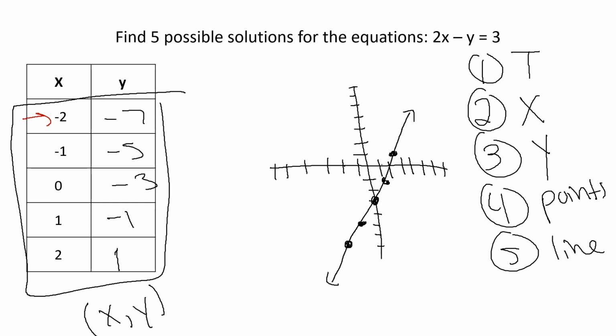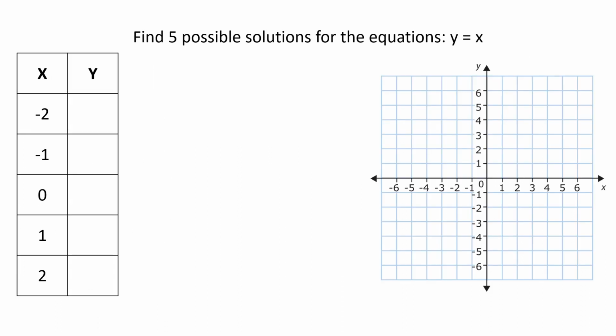Let's do another one. This is the first one in your classwork. Find 5 possible solutions for y equals x. Now I've already put on here a t-chart. You don't have that in your book. You're going to have to make one. And then I've also implanted this here so I can graph it a little better.